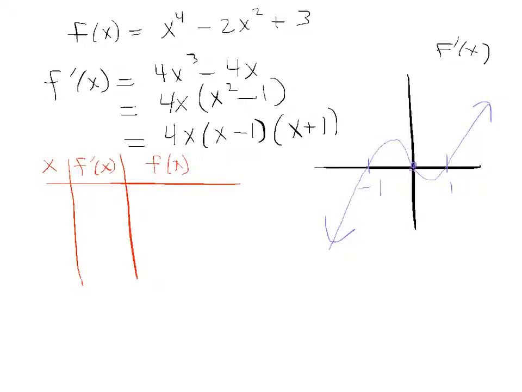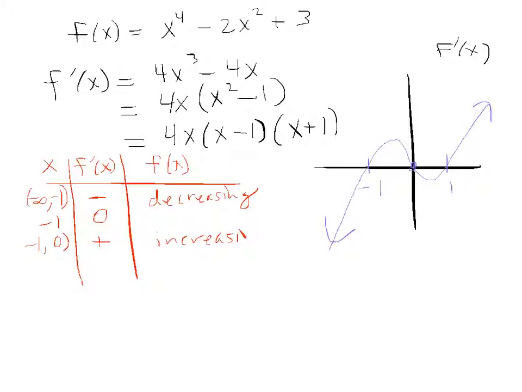So you can see that when x is between negative infinity and negative 1, my derivative is negative, which means that the function is decreasing for those values of x. And then at negative 1, the derivative is 0, so it could be a max or min, but we'll wait to see which one. And then from negative 1 to 0, my derivative is positive, so this is increasing.